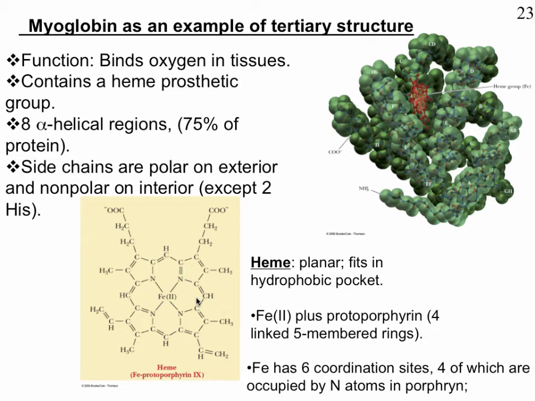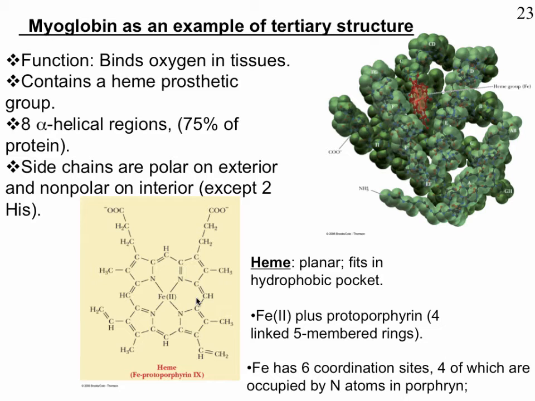And then, as should be for a globular protein, the polar side chains are on the exterior and the nonpolar residues are in the interior, except 2 histidines. There are actually 2 histidines that lie in the interior of the protein. When you have something kind of funny, like a charged amino acid in the interior of a protein, which it seems like it shouldn't be there, that's an indicator that it's probably doing something important for the protein's function.